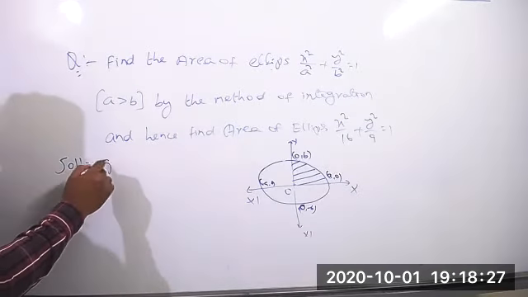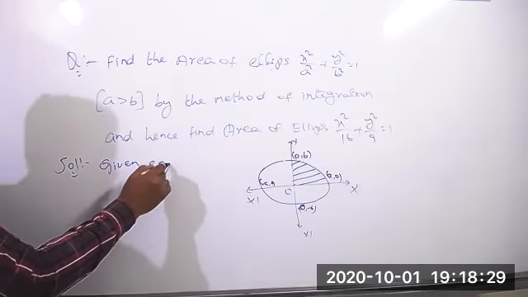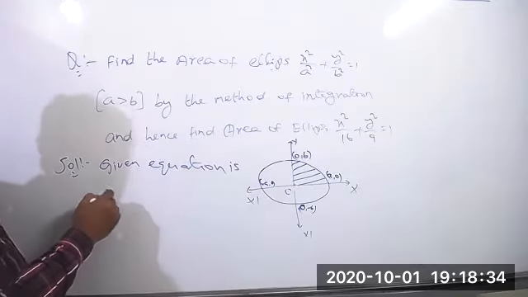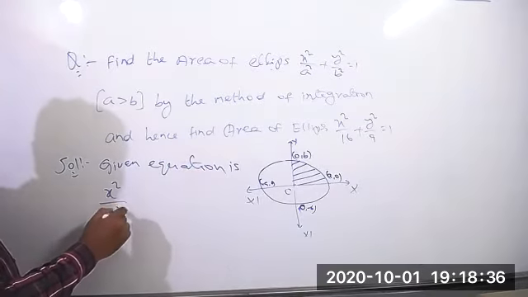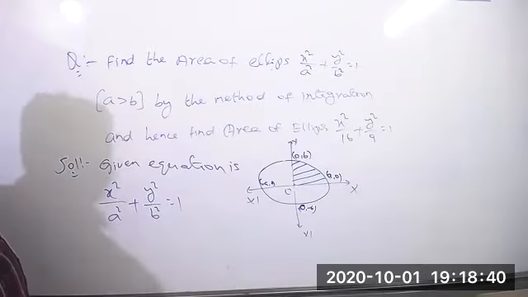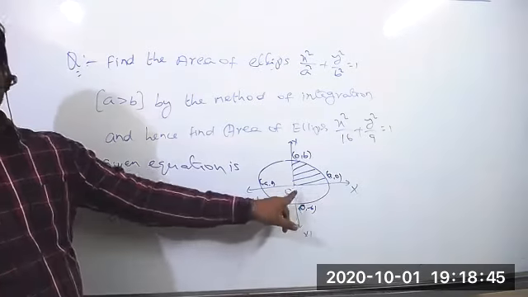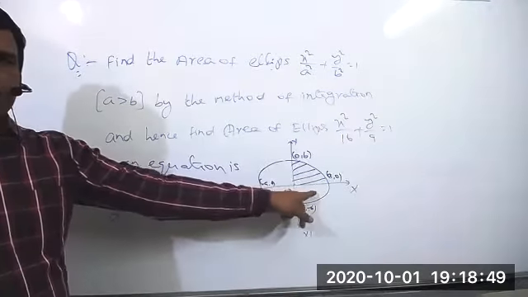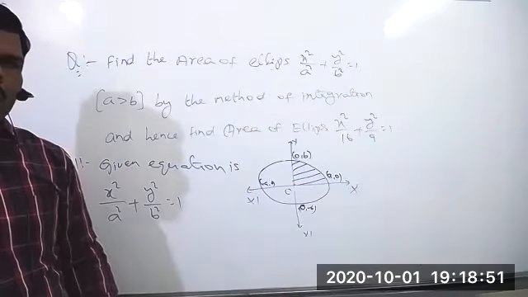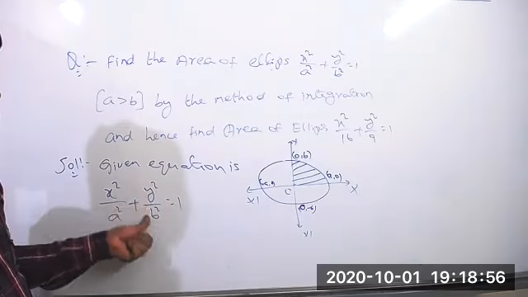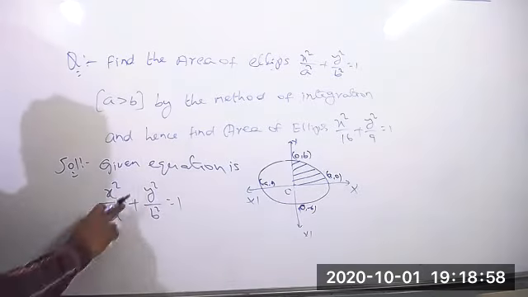Now you can write the procedure. First, tell me what is the given equation we have. The given ellipse equation is x square by a square plus y square by b square equal to 1. The limits we are taking on the x-axis, I mean 0 to a. Clear? Then what do we have to find now? The value of y we have to find.